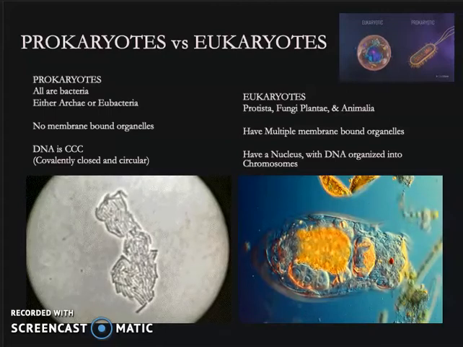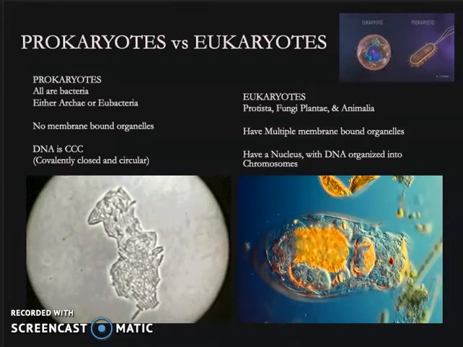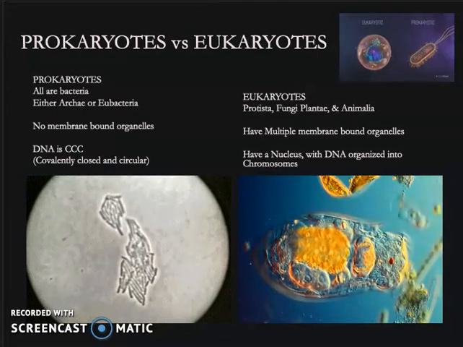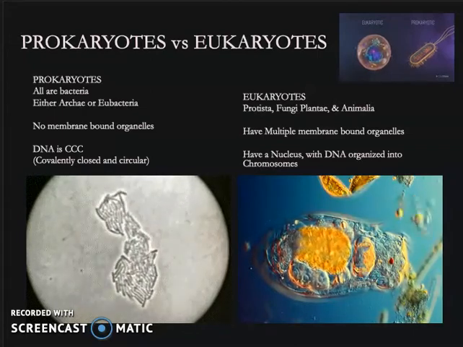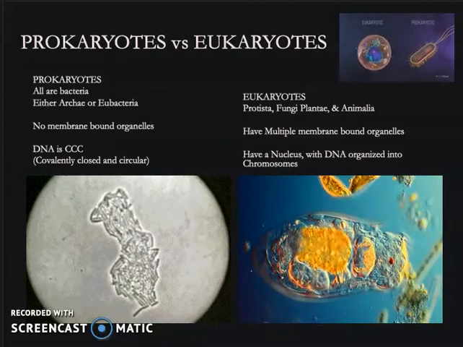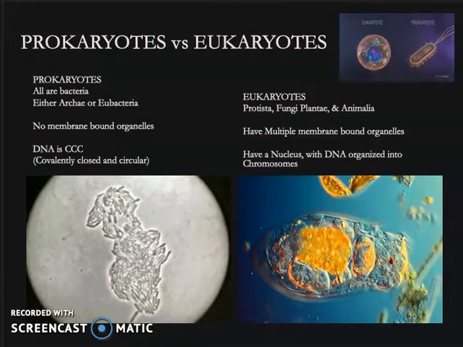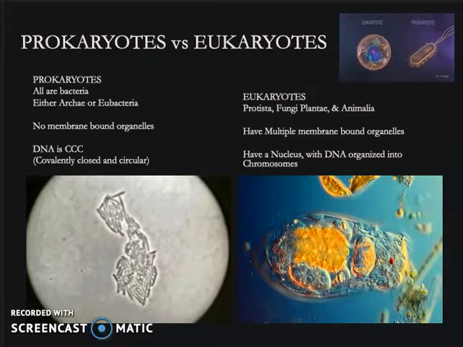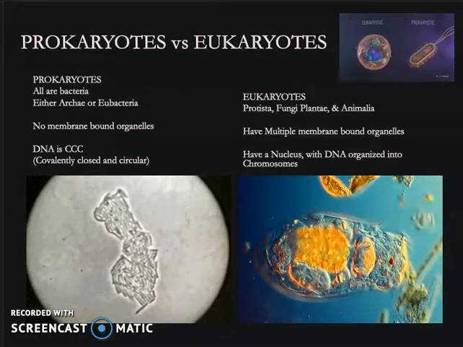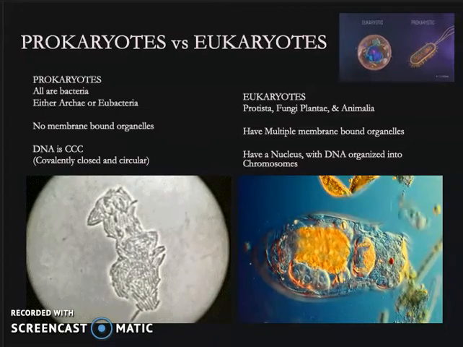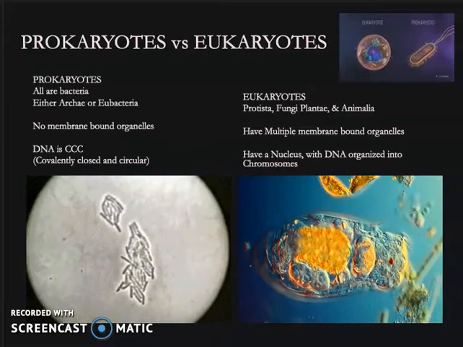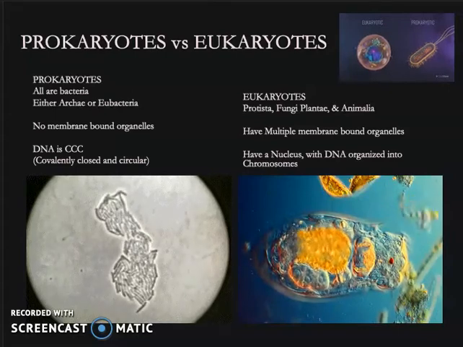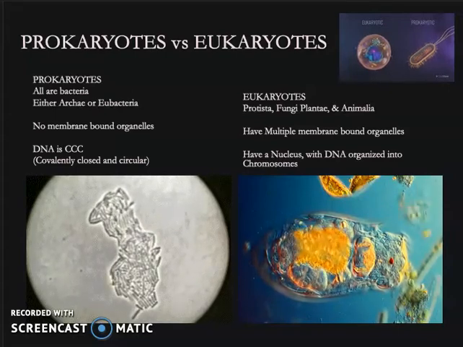Prokaryotes are all bacteria. They're either archaebacteria or they're bacteria proper, eubacteria. They don't have any membrane-bound organelles. They're really small. They have DNA, but it's CCC DNA, covalently closed and circular. They have little circular pieces of DNA. And of course, they reproduce by binary fission, as you can see down here. And they can reproduce really quickly. They also have high mutation rates, which gives them some adaptive advantages.